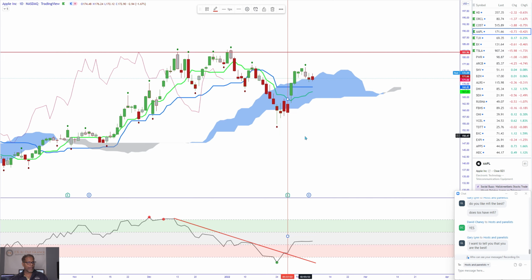So what do I like about this right now? I don't like anything about it right now, all right? Because money flow flattened out a little bit. When this has moved higher then dropped, money flow flattened out. I don't like that.